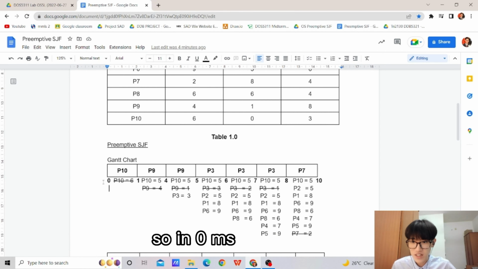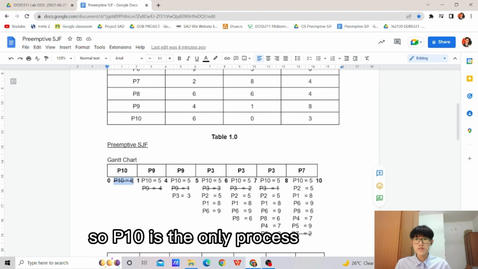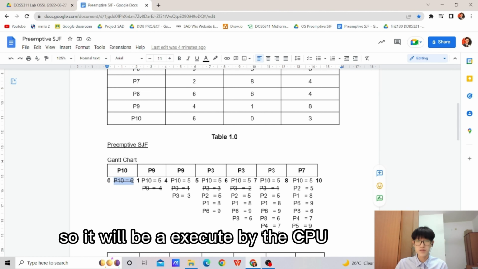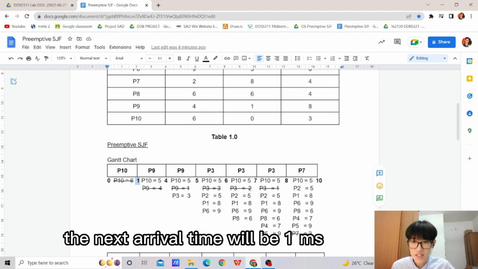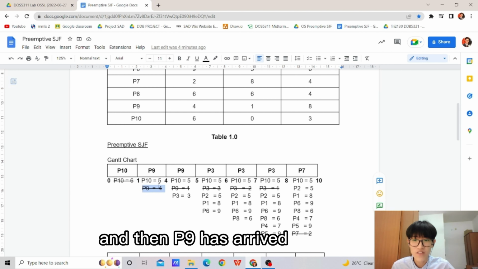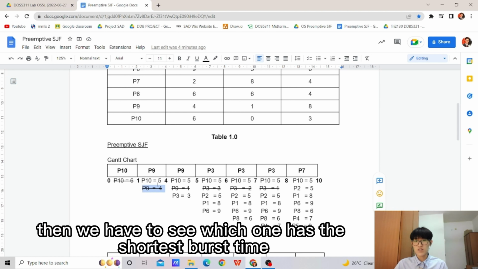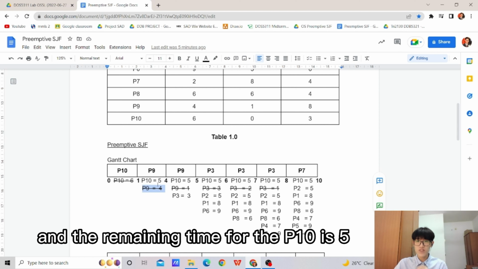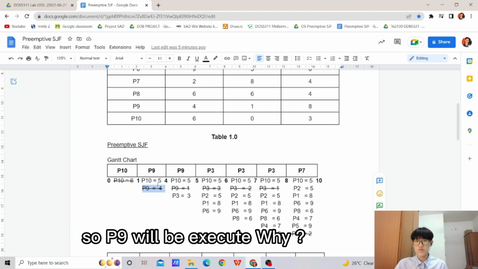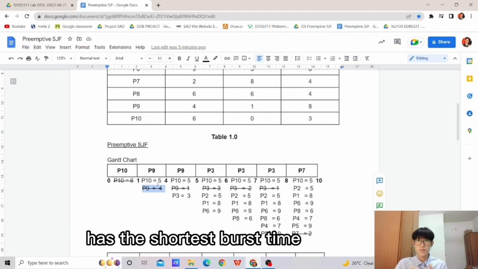For my part, I will show you how to do preemptive shortest job first. So, in 0 milliseconds, P10 has arrived. P10 is the only process, so it will be executed by the CPU. After that, the next arrival time will be 1 millisecond, and then P9 has arrived. Then we have to see which one has the shorter burst time, and the remaining time for P10 is 5. So, P9 will be executed. Why? Because it has the shorter burst time.